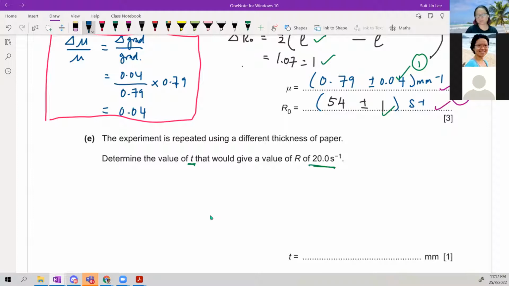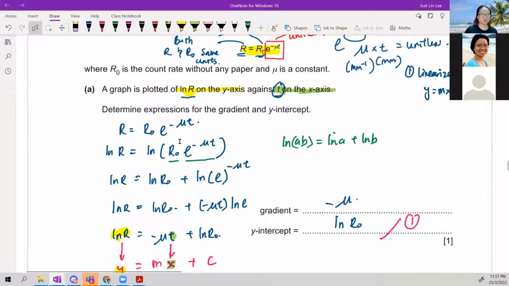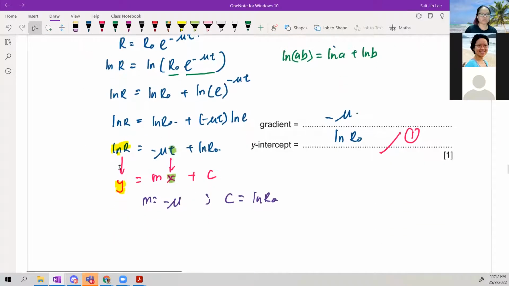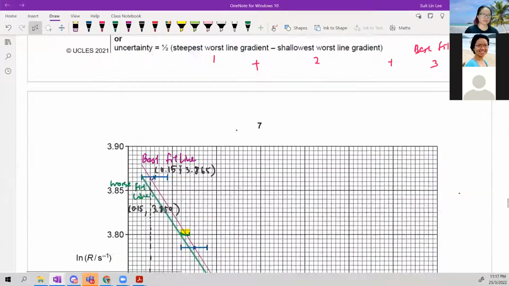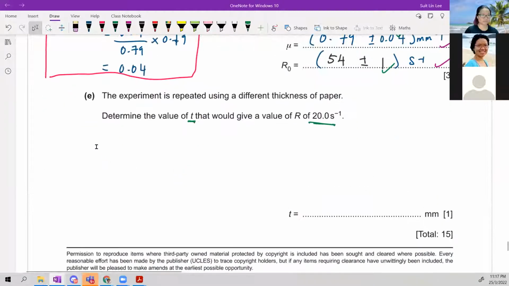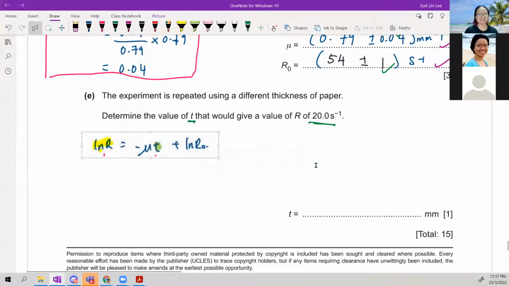Okay, so I already have mu and R naught. If I want to, you have two choices. You can either use the top equation or you can use the linearized one. And I will always use the linearized one because it is already processed. If it's already processed, then it's easier to apply. Because it becomes linear, then it's algebra already.